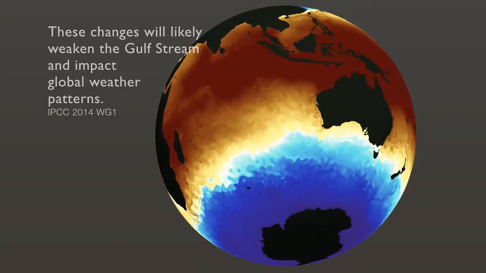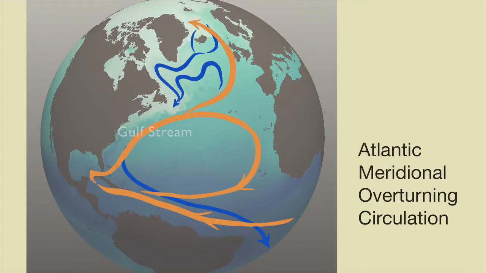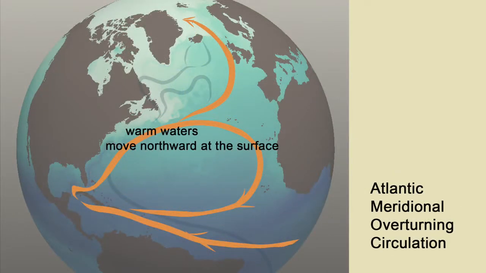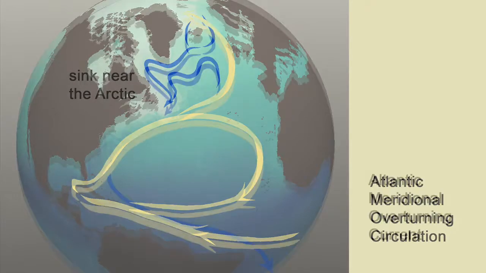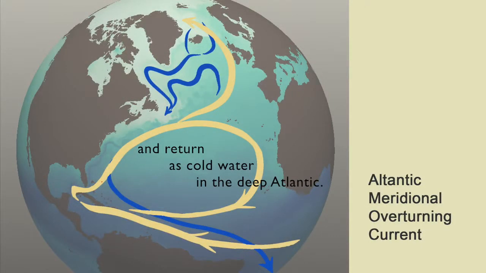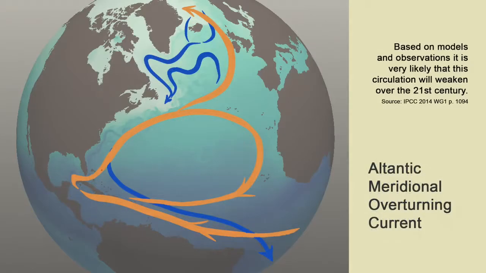impact global weather patterns. The Gulf Stream is part of a larger circulation pattern called the Atlantic Meridional Overturning Circulation, where warm waters move northward at the surface, sink near the Arctic, and return as cold water in the deep Atlantic. Based on models and observations, it is very likely that this circulation will weaken over the 21st century.